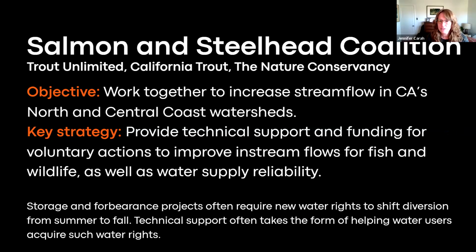Next slide, please. So the Salmon and Steelhead Coalition Nicole mentioned earlier is a partnership between Trout Unlimited, California Trout, and the Nature Conservancy. And our main objective is to work together to increase stream flow in California's North and Central Coast watersheds. And a key strategy to that end is to provide technical support and funding for voluntary actions to improve in-stream flows for fish and wildlife, and to improve water supply reliability for water users.